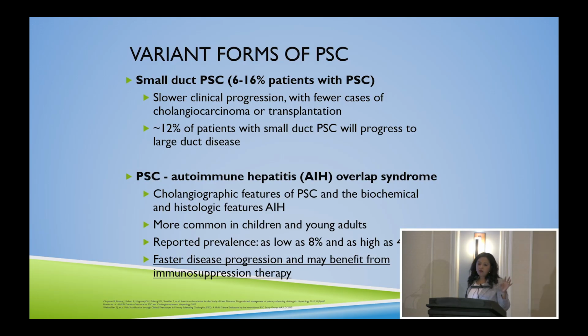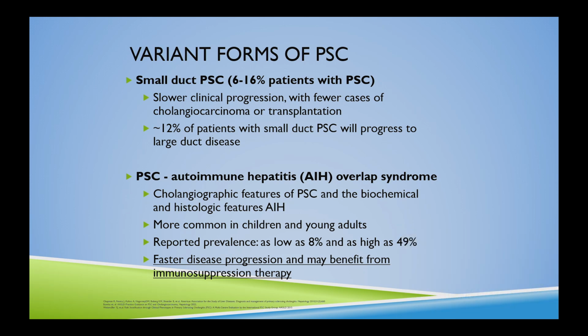There is an entity called PSC with autoimmune hepatitis overlap syndrome that affects about 10% of the population. It has imaging findings of PSC, along with liver biopsy and serologic markers indicating autoimmune hepatitis. That group of patients may need, in addition to possibly using URSO, immunosuppressives, because the combination disease can put them at risk of faster progression to cirrhosis or liver failure. So they may need immunosuppression.